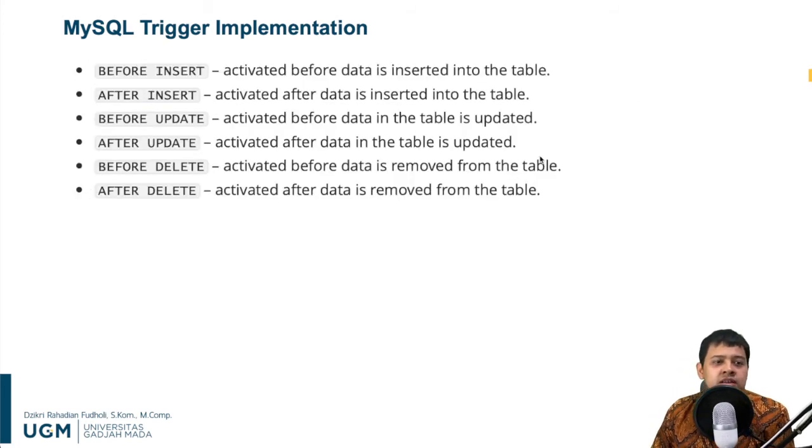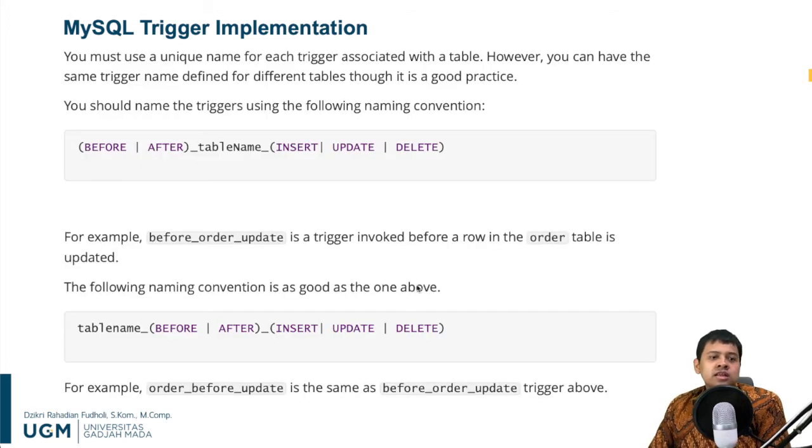Here we have 6, so we can use before or after on every statement: insert, update, and delete. So before insert, after insert, and so on. So here are the 6 available triggers. To use a trigger, you must use a unique name for each trigger associated with a table. So each trigger is associated with a table.